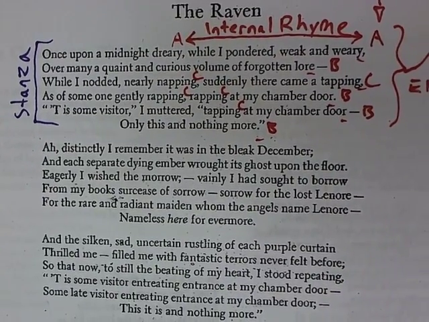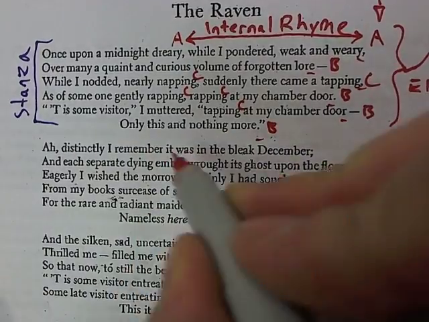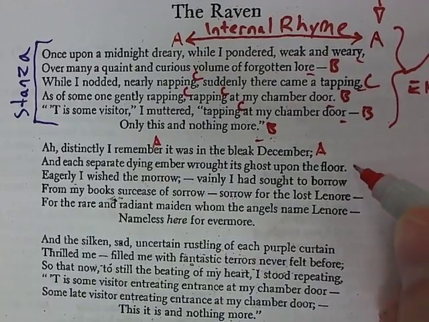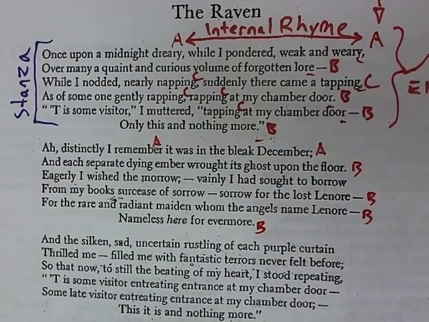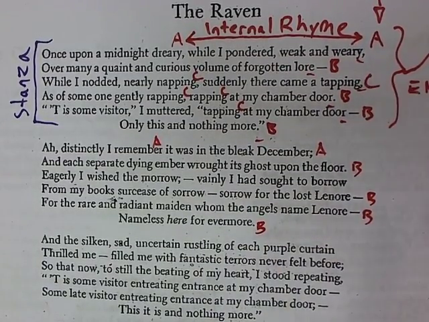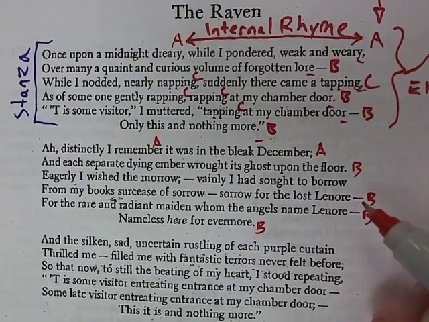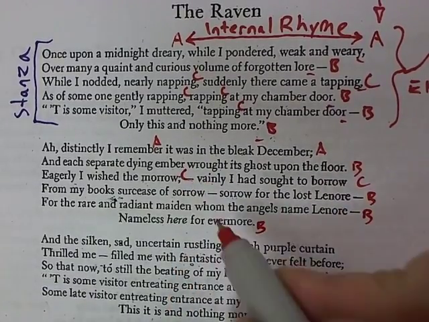So let's take a look at our second stanza, because often stanzas follow the same pattern of rhyme. So let's see if that's true. So here we have remember and December, A, internal rhyme as above. Then we have floor, Lenore, Lenore, evermore. Same pattern as above: the second line, the fourth line, the fifth line, and the sixth line. And then we have borrow, also in the middle here, morrow, sorrow.